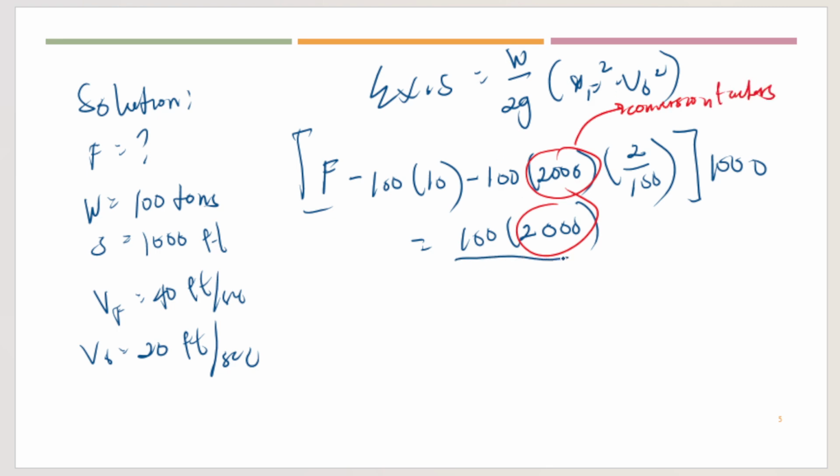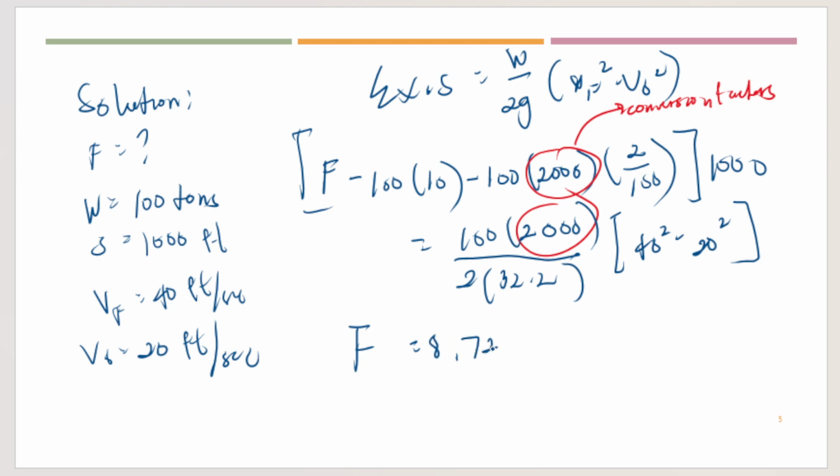So, this is W over 2g. So, 2 times 32.2 feet per second squared, multiplied by the final velocity, 40 squared minus 20 squared. So, therefore, our F will be equal to 8,726.708075 pounds. This is the force we need to have a certain power needed in the problem.